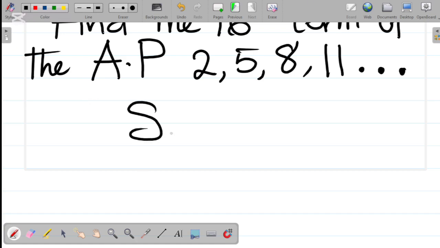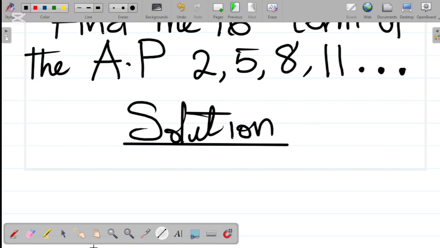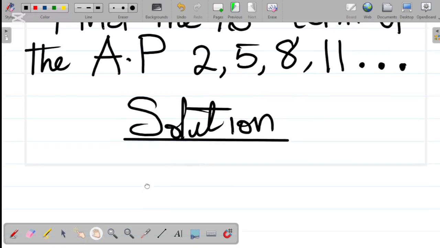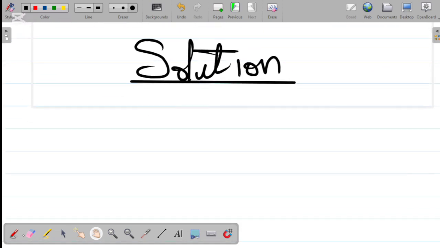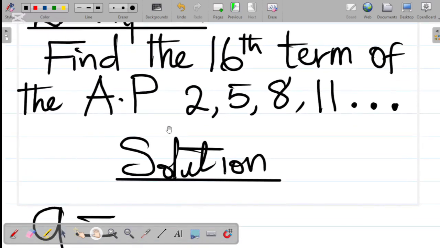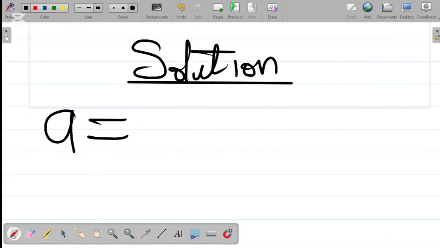All right, so solution. Our first task here is to write down the given parameters. We are given that a, which is the first term, is equal to, if you look at this, the first term here is 2. So a is equal to 2.